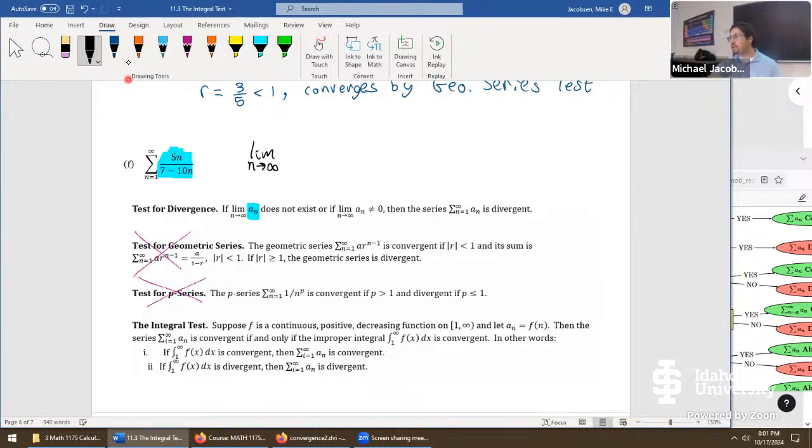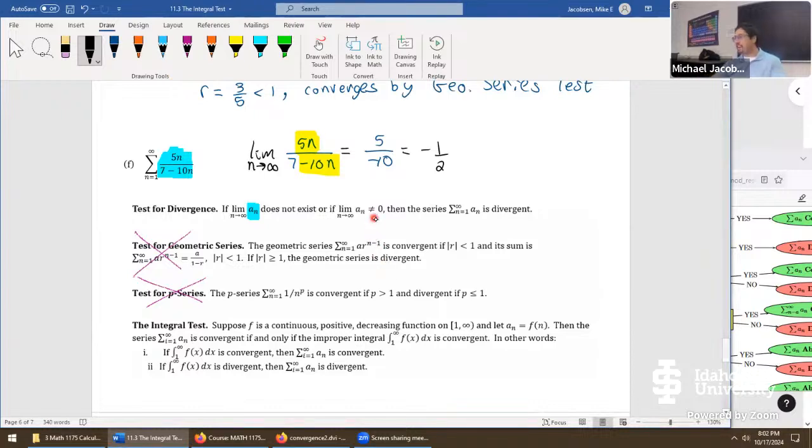The limit as n goes to infinity of 5n divided by 7 minus 10n. This has an immediate answer, but this is something we're still practicing. Any volunteers to say what this should be? Yeah, exactly. The degree is 1 in the numerator, degree is 1 in the denominator, so we grab coefficients: 5 over negative 10. Then this becomes negative 1/2. But what are we looking for? We're looking for that not equal to 0.